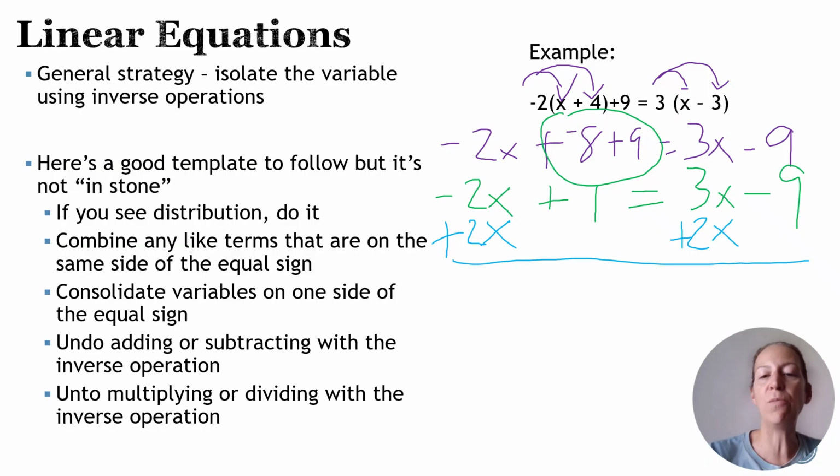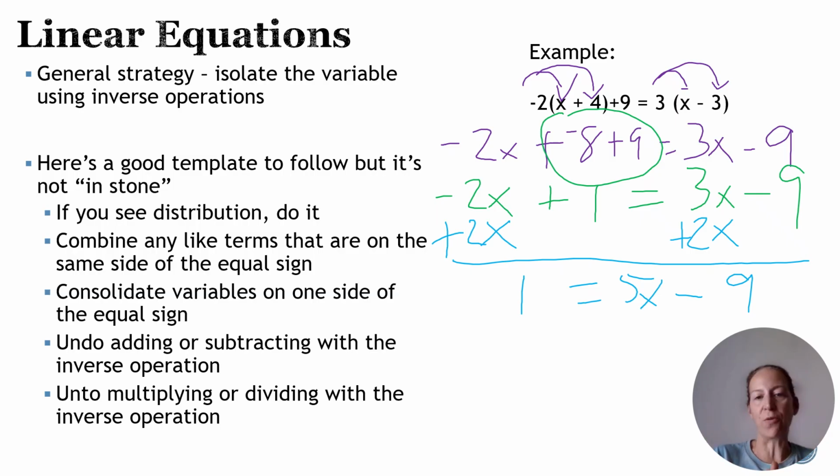That is going to leave me with 1 on the left. Bring down the equal sign. 3X plus 2X is 5X, and then I'm going to bring down the minus 9. Now, I just like that better. You're not wrong if you do it the other way.